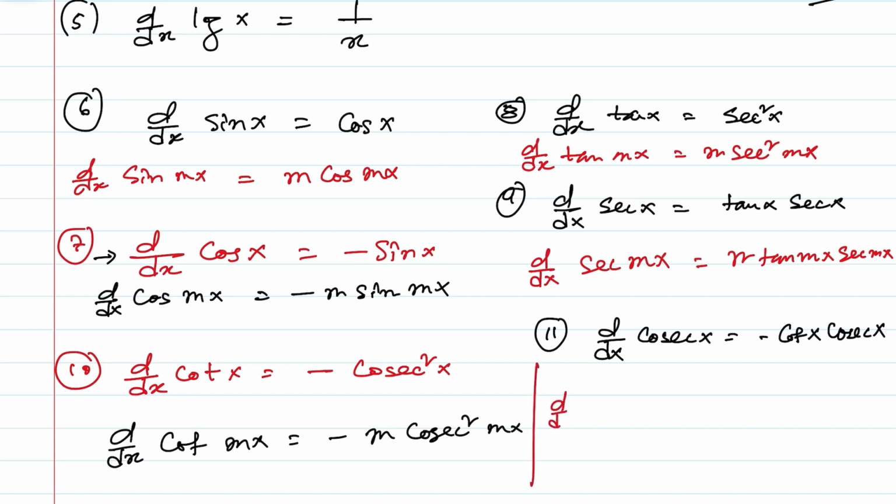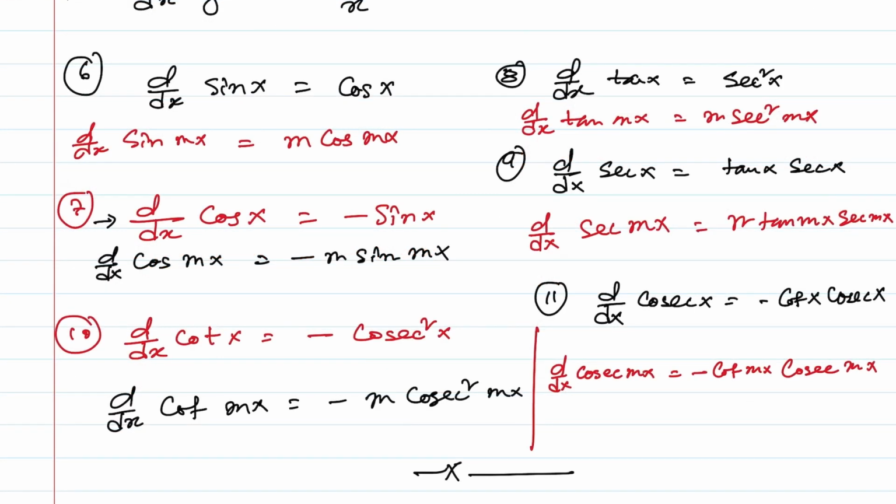Derivative of cosec mx is equal to minus cot mx cosec mx. So these are the standard derivatives that we must remember. Now let me show how to prove those standard results, standard derivatives.